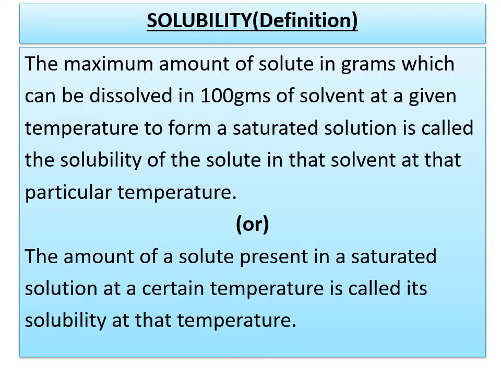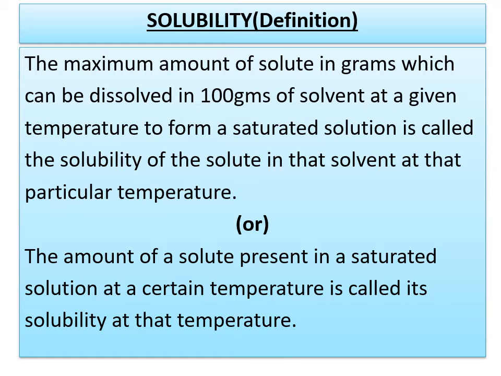Solubility is nothing but the dissolving capacity of a solute in a solvent. So, coming to the definition, the maximum amount of a solute in grams which can be dissolved in 100 grams of a solvent at a given temperature to form a saturated solution is called the solubility of a solute in that solvent at that particular temperature.